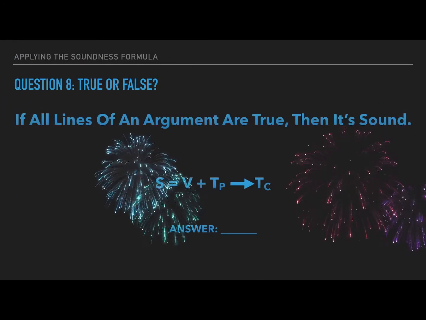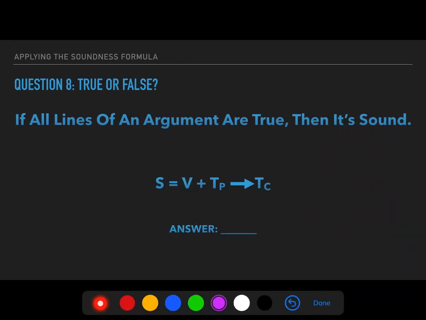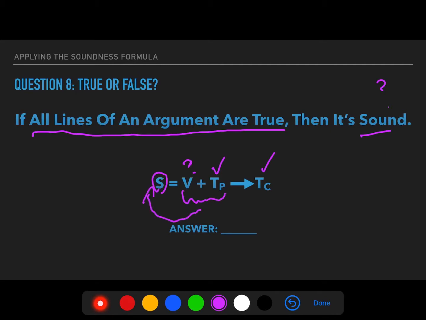Last question, hence we get fireworks. If all lines of an argument are true, so again, true premises and true conclusion, all lines, then it's sound. So in other words, we're wondering about the yes. Well, again, I don't know about validity here. I'm not told. So I don't have everything on one side checked off, and that means I can't move to the other side of the equal sign. So it's false.